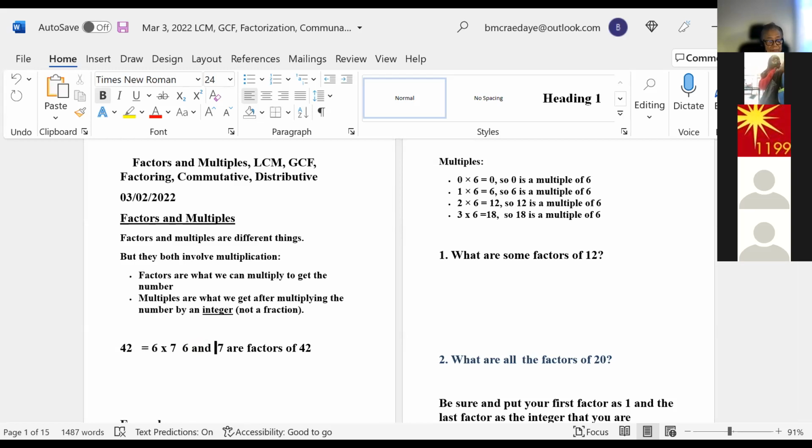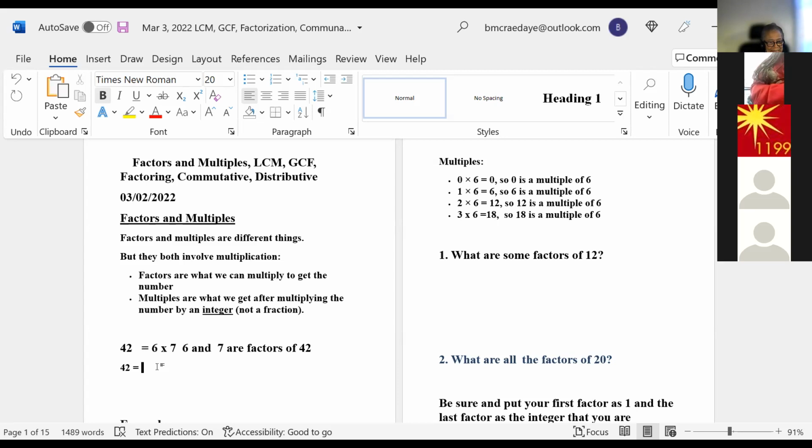Mercedes, what are some other factors of 42? You could say 21 and 21 if it's addition, but you want multiplication. No, we're not adding. Factors and multiples both involve multiplication. So give me two numbers you can multiply and get 42 other than 6 and 7. Can it be 8? 8 times 5? No, that's 40. I'm bad with my multiplication. I'm sorry.